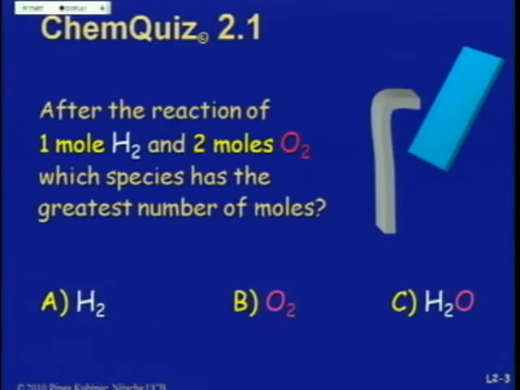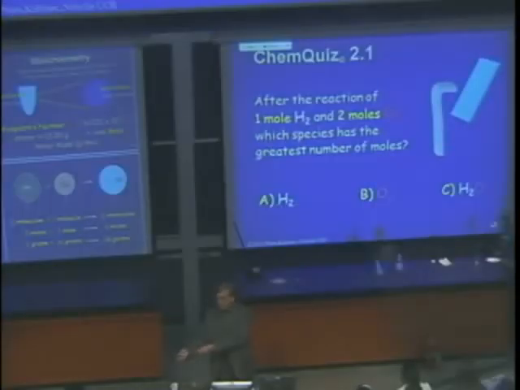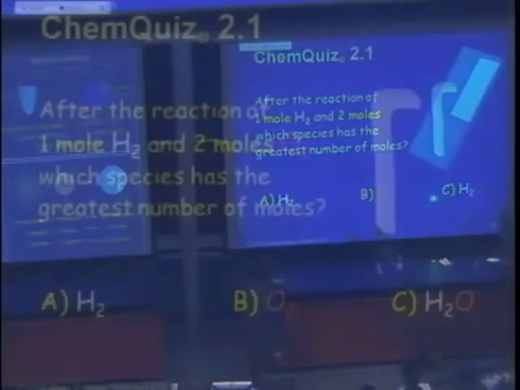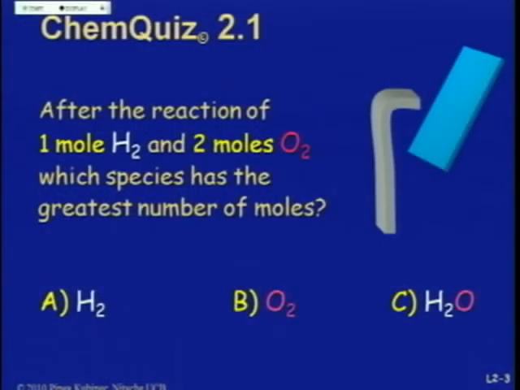We have 1 mole of hydrogen and 2 moles of oxygen. According to this reaction, we make water, okay? Now, we react all the hydrogen with all the oxygen, and then we have a certain amount of water, certain moles of water, certain moles of oxygen, or certain moles of hydrogen. Is there anything left over except the water? And the question is, which species at the end of the reaction has the greatest number of moles? Hydrogen, oxygen, or water? Why don't you think about this and give me your answer?